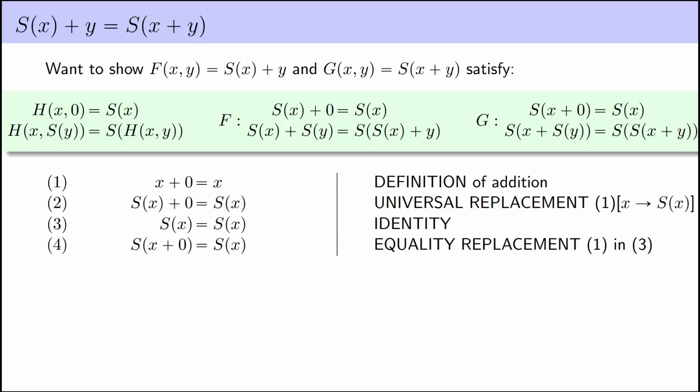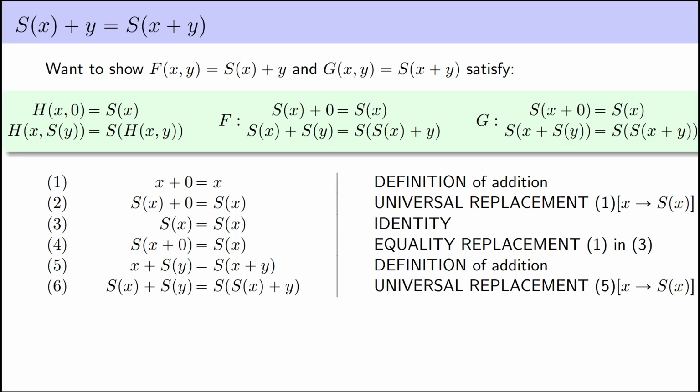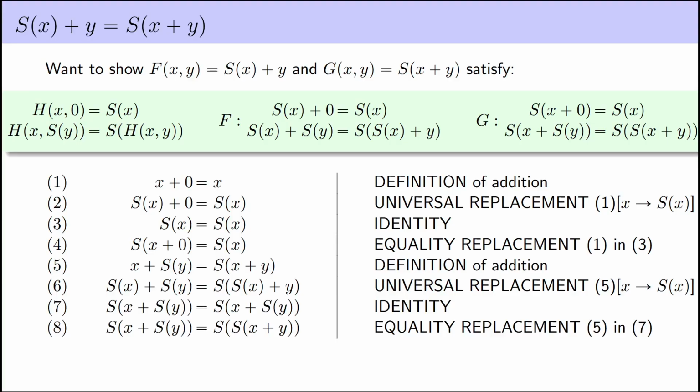So here we're applying our equality replacement rule, that if two things are equal to each other, we can replace one by the other and get a new true equality. Showing that the successor of x plus the successor of y is equal to the successor of x plus y requires us to look at the inductive case definition of addition and replace all of the x's with successor of x's. And finally, we can show that the successor of x plus the successor of y is the successor of x plus y by just taking the inductive case definition of addition and taking the successor of both sides.